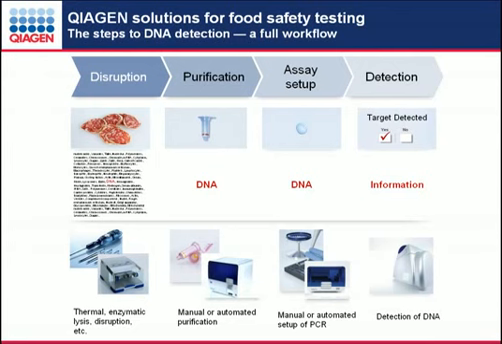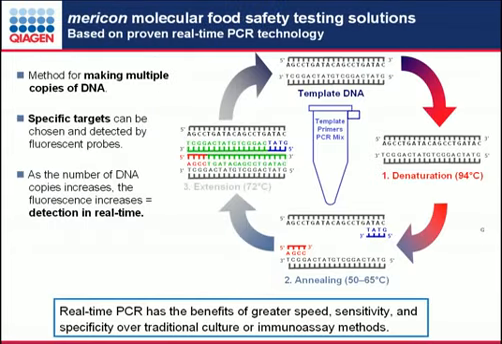Qiagen's food safety solutions take the sample to assay technologies paradigm. We start with foods that can be very complex and that need to be disrupted, and we have solutions for disrupting, that is, for homogenizing and for lysing foods. From that, we can purify the DNA. We can set up the assays using various assay setup solutions. And from that, we can get the information from the DNA, whether it be the presence of pathogen, genetic information, GMO information, and so on. We can get that target information from the DNA that we've purified.